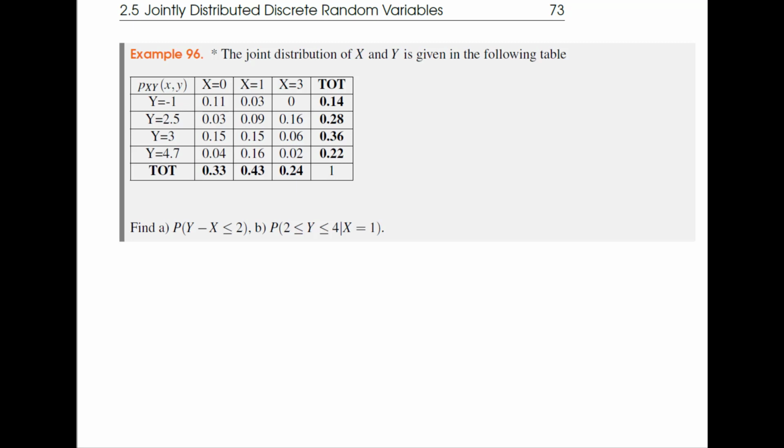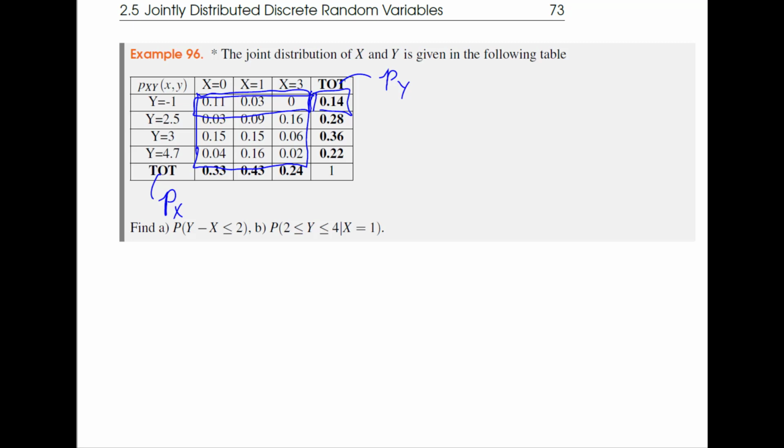Let's do this one. This is a good one. So here we're given the joint distribution in the form of a table. Remember, the joint distribution is always the body of the table. And here we have the marginals. So this would be the marginal for y, and this is the marginal for x, right? Why? Because this value is the sum of all these numbers, and you're summing across x.